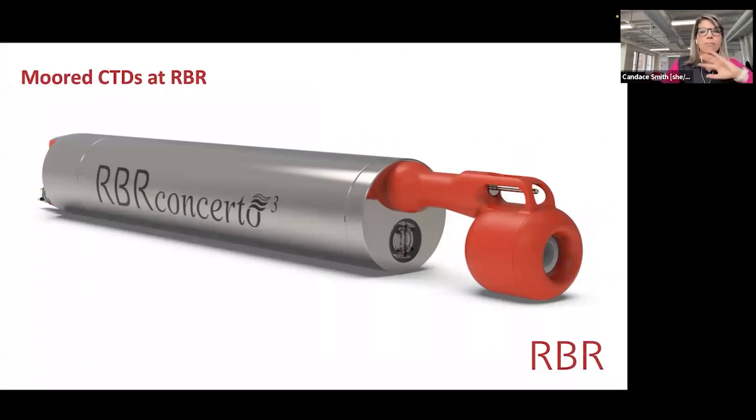Okay. So moored CTDs at RBR, this looks very similar to the first one I showed you. A few differences. This is titanium, so it's a deeper one. You can see this is a thicker thermistor. It's meant for moorings, and we have some connector back here.